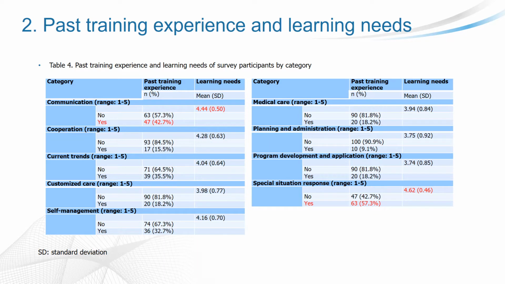The following is the past training experience and educational needs of mental health nurses. Mental health nurses responded that they received the most training on the special situation response, followed by communication. Their educational needs were likewise the highest in the special situation response, followed by communication. Here, the special situation response means dealing with frequently occurring problems at mental health facilities, such as aggressive changes of patients, their hospitalization rejection, and human rights violations.